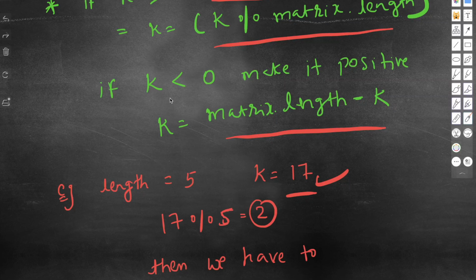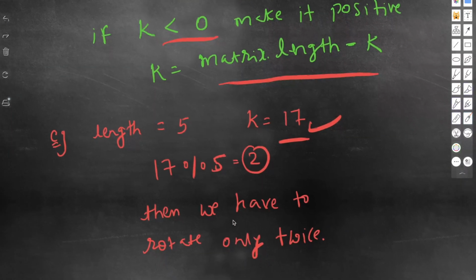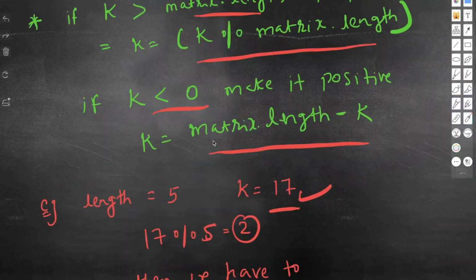Fine. What happens if k is less than 0? Then what you have to do is just add matrix dot length. So let's suppose the length is 5 and the k value is -2, then you have to rotate only 3 times. Fine. I hope you understand the approach. I will provide the link of this LeetCode problem, and you can submit it.